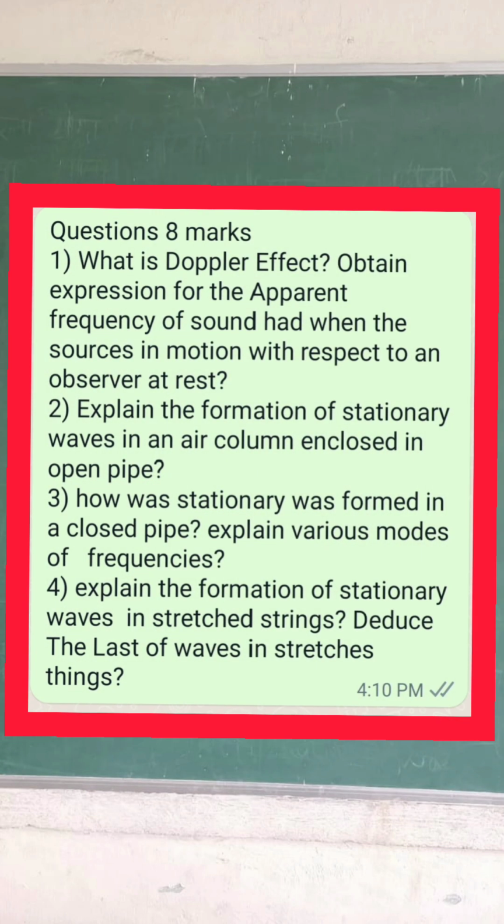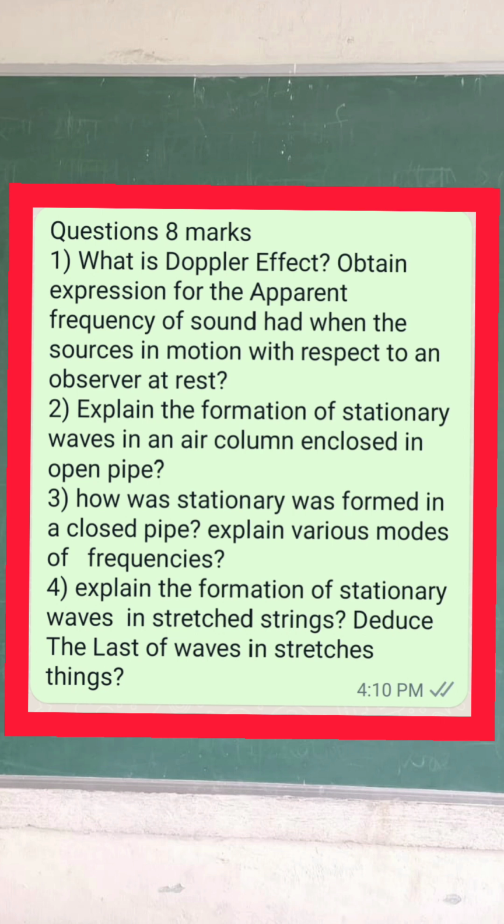Questions under 8 marks. What is Doppler effect? Obtain an expression for the apparent frequency of a sound wave when the source is in motion with respect to an observer at rest. Explain the formation of stationary waves in an air column enclosed in an open pipe.